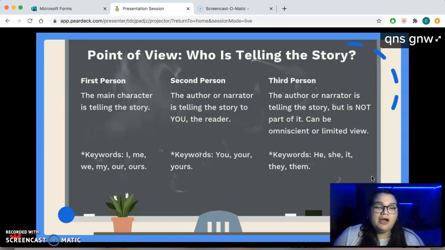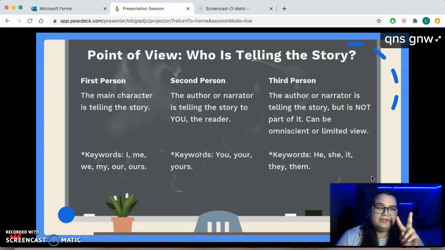And then we have second person. For second person, the author or narrator is telling the story to you, the reader. Okay, so someone, either the author or the narrator, is telling you, the reader, the story, and they use keywords like you, yours, and your, right? And then we have third person. The author or narrator is telling you the story, but is not part of it, right? So that's the difference between second and third person. In second person, they can be in the story, but in third person point of view, that person is not in the story, right? The person that's narrating, telling you the story, is not part of it.